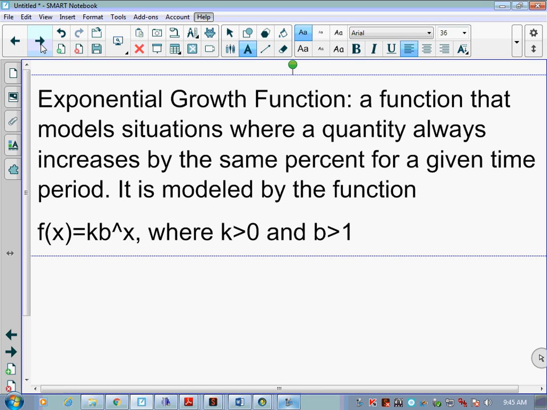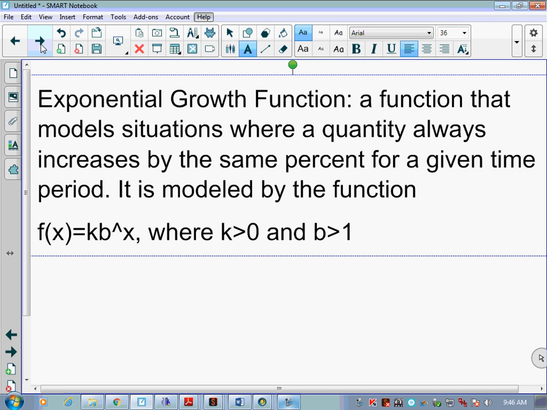Exponential growth is a function that models situations where the quantity will increase by a percent for a given period. So you're going to see it have this exponential growth as it goes. It might start off small, but it's going to increase at a more and more rapid pace the further you move from left to right. And it's modeled by f of x, which we can replace with y, equals the constant times b to the power of x, where my constant is going to be a number that is greater than 0. It can be very, very small, but it's got to be greater than 0, which means it cannot be a negative number. And b is greater than 1. It can still be a fraction, but it has to be greater than 1.